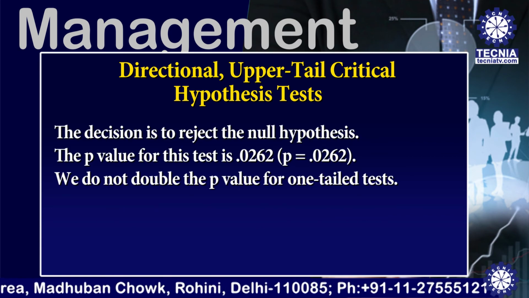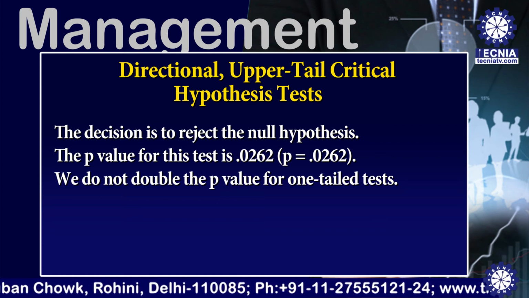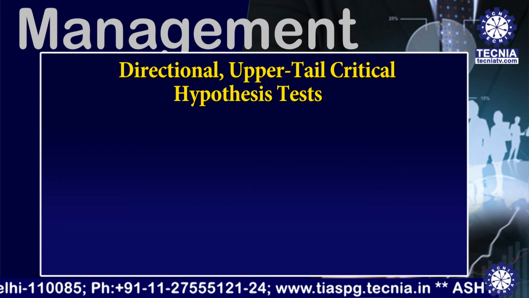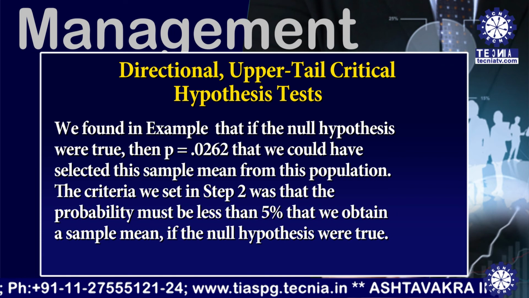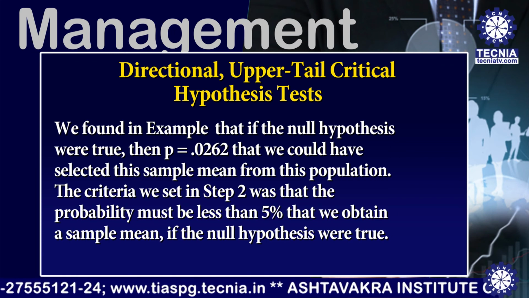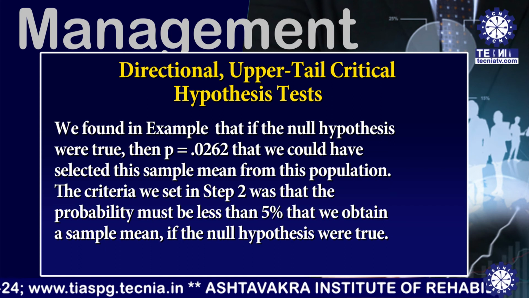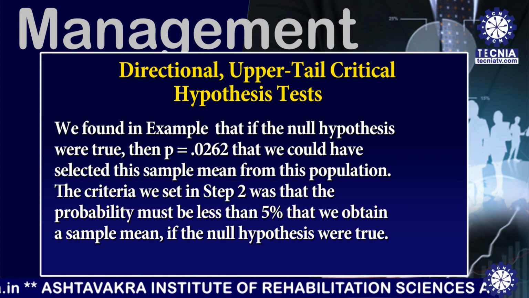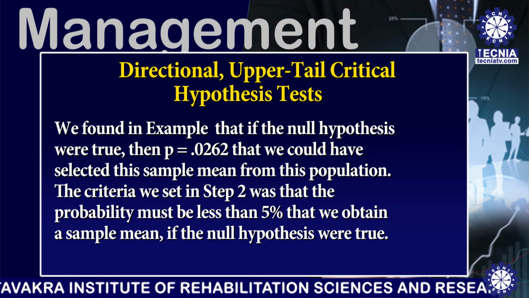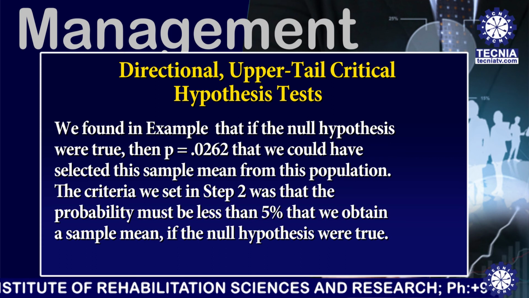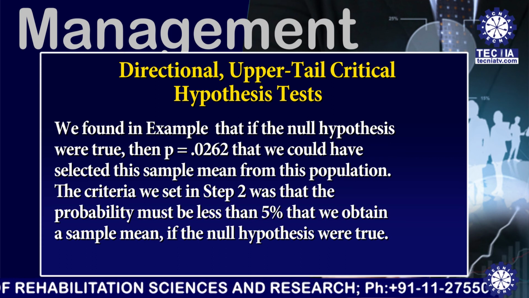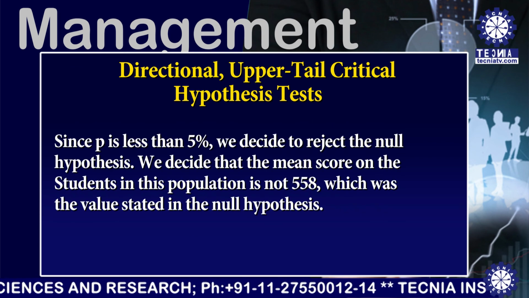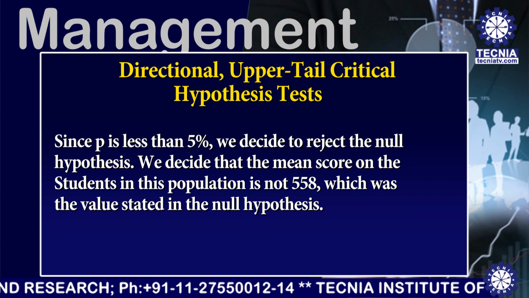The p-value for this test is 0.0262. We do not double the p-value for a one-tail test. We found in the example that if the null hypothesis were true, then p equal to 0.0262, that we could have selected the sample mean from this population. The criterion we set in step 2 was that the probability must be less than 5% that we obtain a sample mean if the null hypothesis were true. Since p is less than 5%, we decide to reject the null hypothesis.